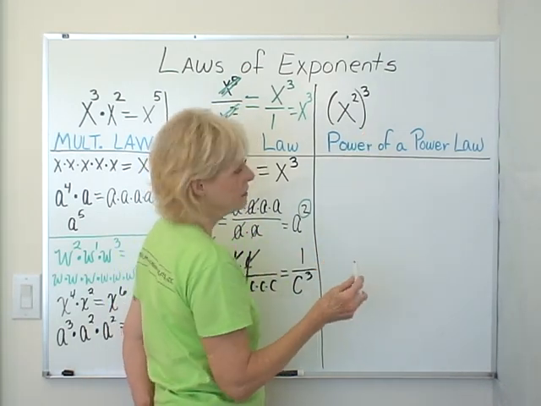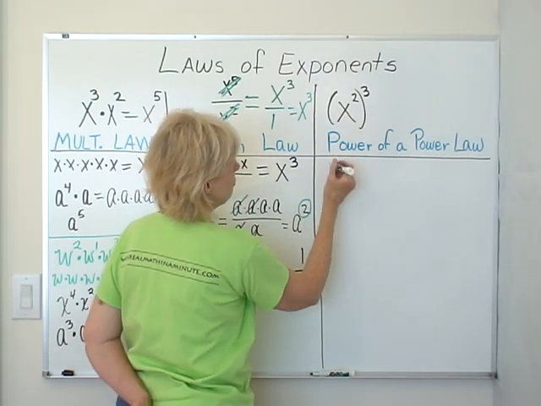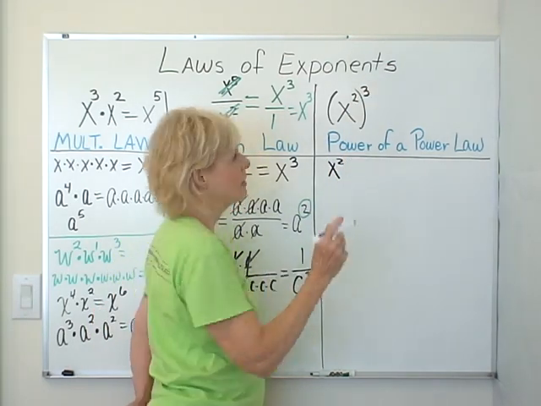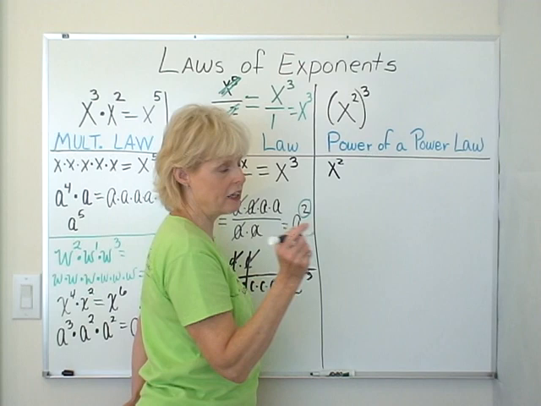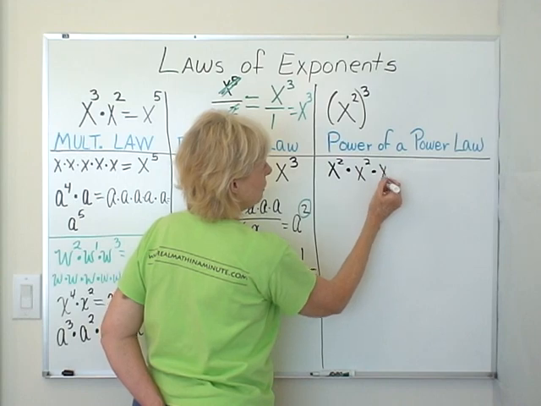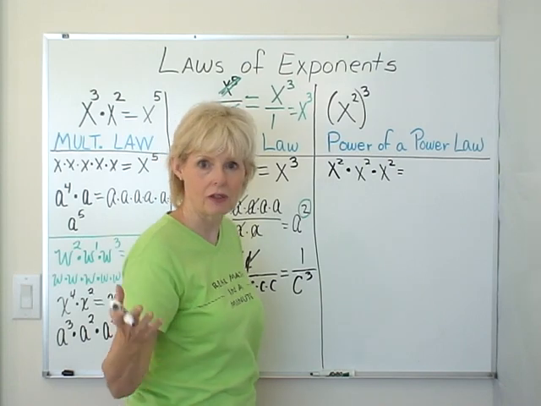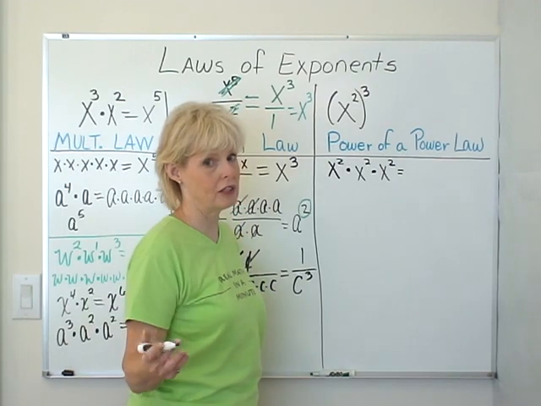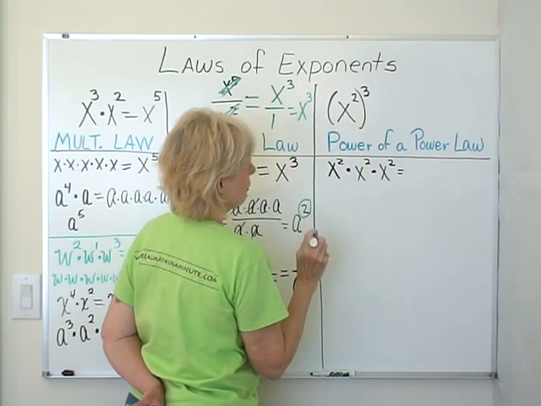So again, you think about what that really and truly means. It means that I've got x to the second power, and I've got it 3 times as a factor. I've got 3 x squares as factors. So I've got x squared times x squared times x squared. All right, now I'm going to do this the longest way possible in the history of the world, because I want you to understand it, and then take all the shortcuts you want to take, because I will, I'll assure you of that.